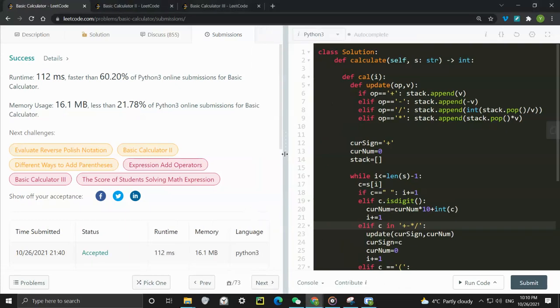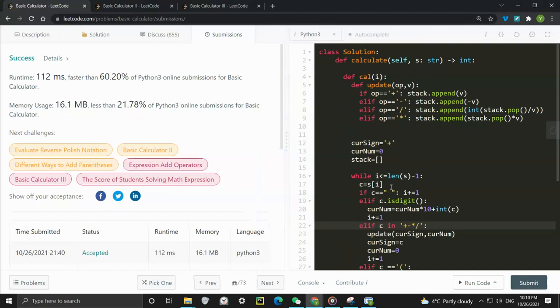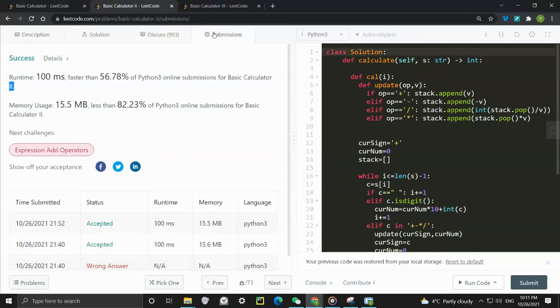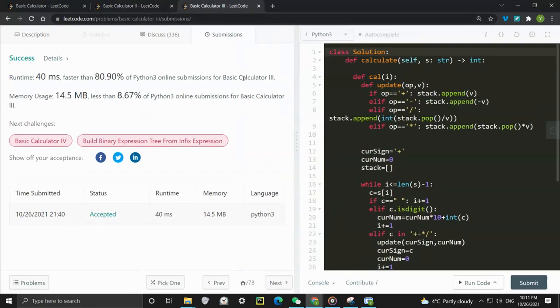In this video, I'm going to go through a universal solution that we can use to solve this basic calculator type of LeetCode problems. I know a lot of people, including myself, have been struggling with those basic calculator problems, and that's the purpose of this video. As you can see, this solution works for basic calculator 1, basic calculator 2, and basic calculator 3.